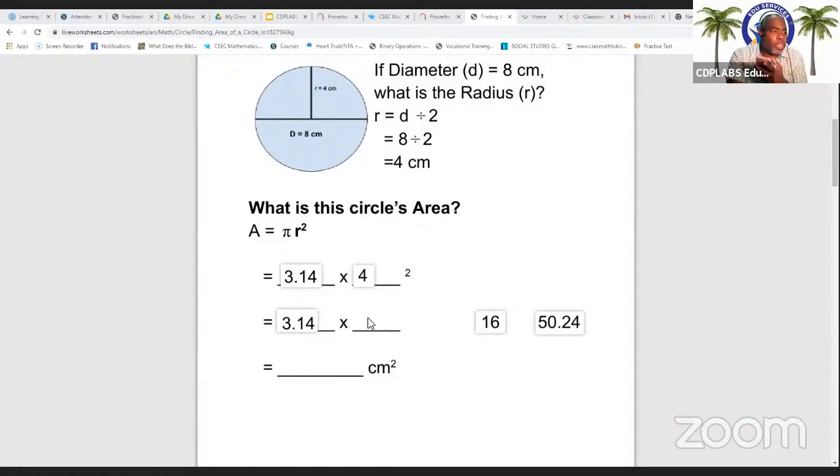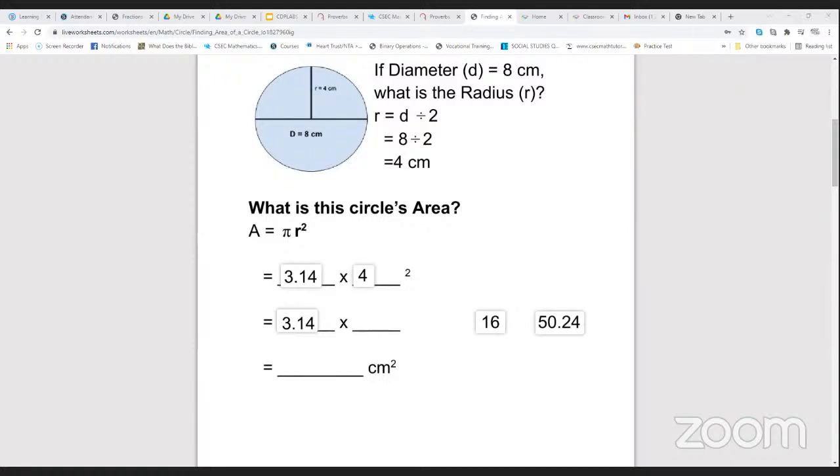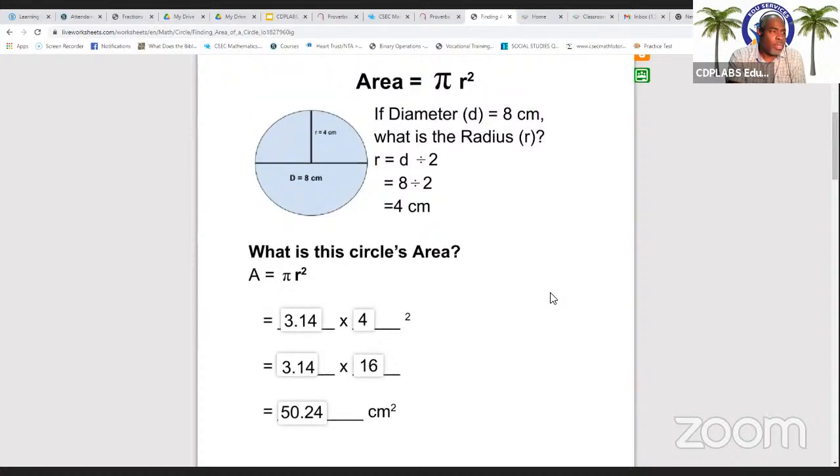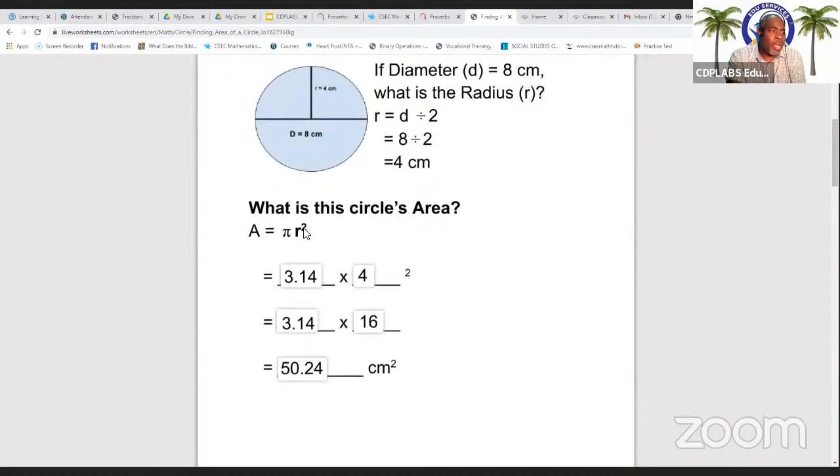All right, what's next? What should come right here, so now? 16. What number should come here? 16. 16. Oh, this is good. And the area comes right here. So simple as that. So you apply the formula. You apply the formula, which is good.